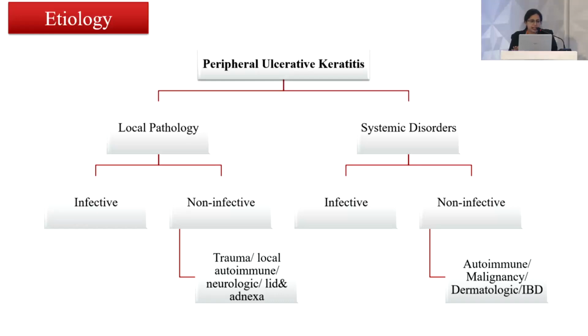So, what's the underlying etiology? It's not just a simple autoimmune disorder in all cases, though we do tend to think of rheumatoid or collagen vascular diseases when we see a case of PUK. It can be caused by local ocular causes and systemic disorders both. For local pathology, infective causes, bacterial, fungal, viral, etc., can be there. Non-infective causes include trauma, local autoimmune, neurological, and lid and adnexa abnormalities. Systemic causes again can be infective or non-infective. Of the non-infective, autoimmune is the most common. Malignancy, dermatological disorders, and inflammatory bowel diseases have all been implicated.